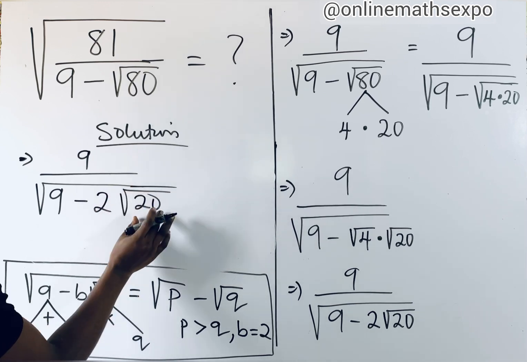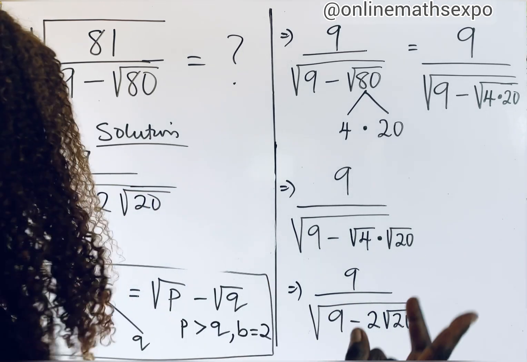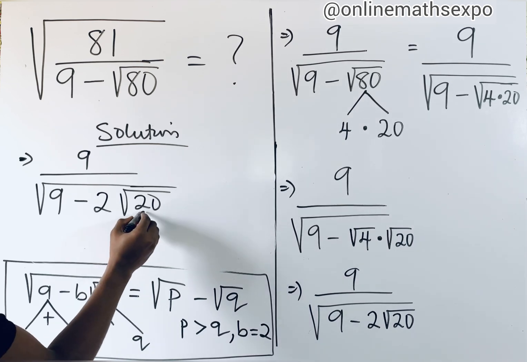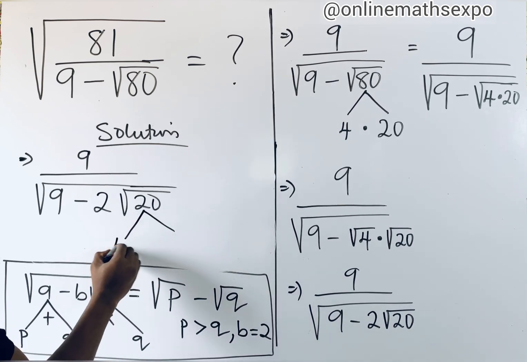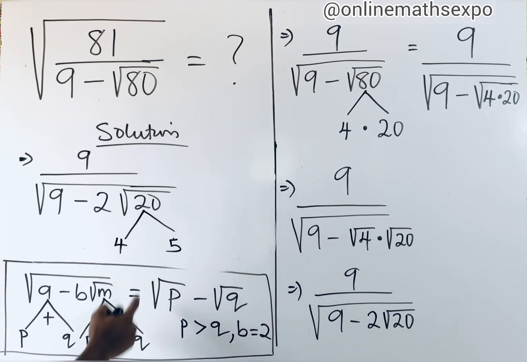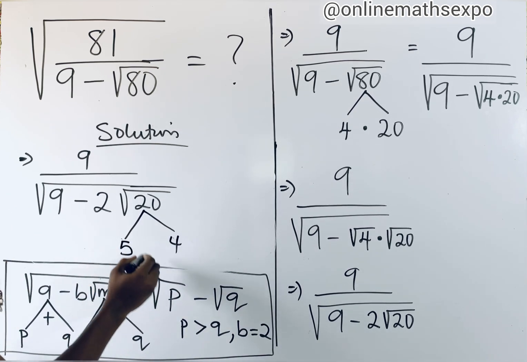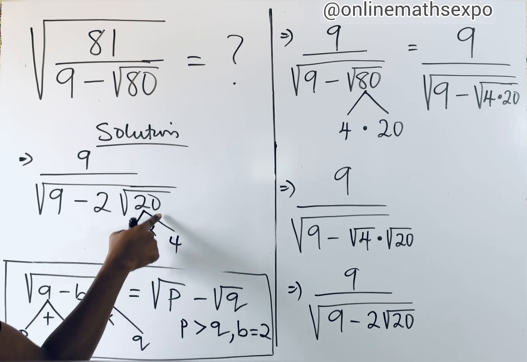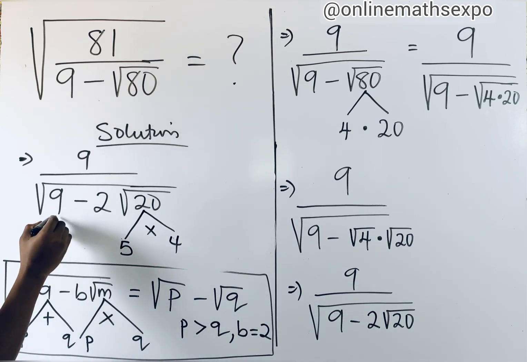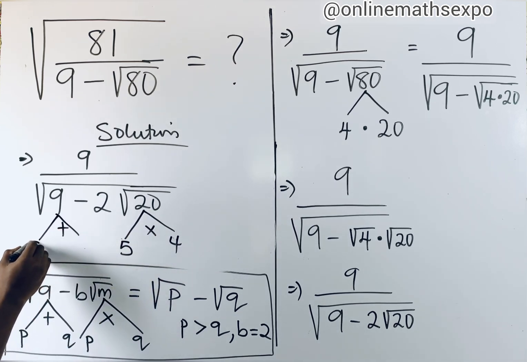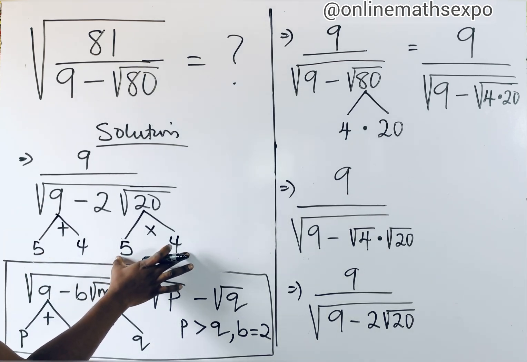We said that the two numbers, so which two numbers are we looking at? We are going to consider these numbers 4 and 5. But remember we said p should be greater, so we're going to have 5 and 4, okay? Now, when you multiply 5 and 4, it gives you 20. And when you add 5 and 4, you see it gives you 9. So we're going to make use of these two numbers.